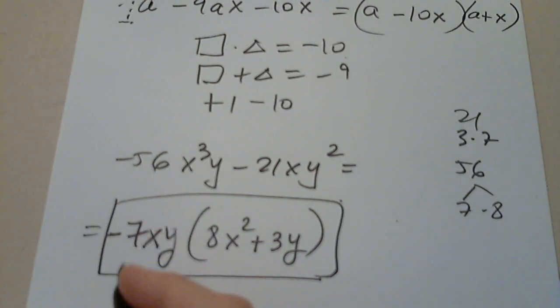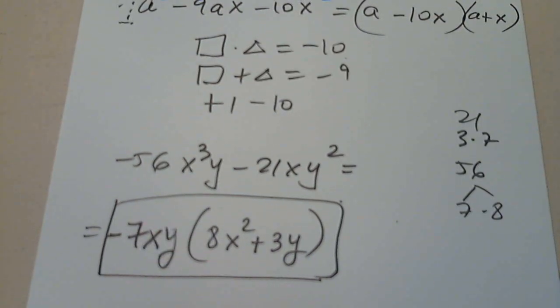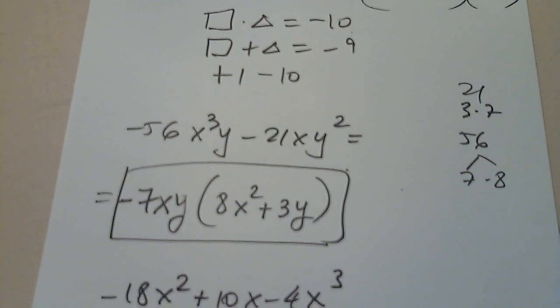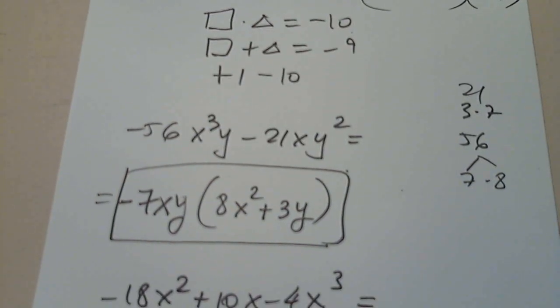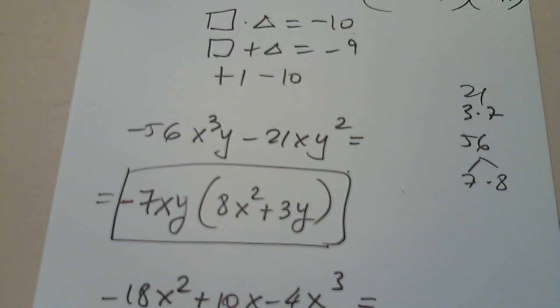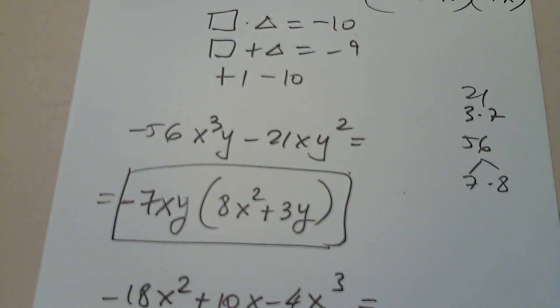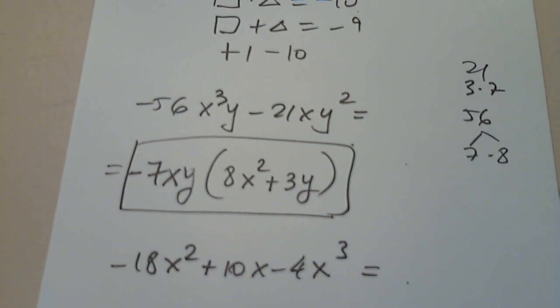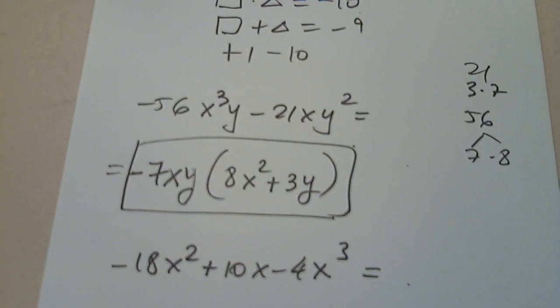Of course. So, negative 18x squared plus 10x minus 4x cubed. First of all, this is a trinomial, but it's not in descending order, and that's the first thing I need to do. Negative 4x to the third minus 18x squared plus 10x. That's the first step. Then I realized that it has negative 2x as common factors.